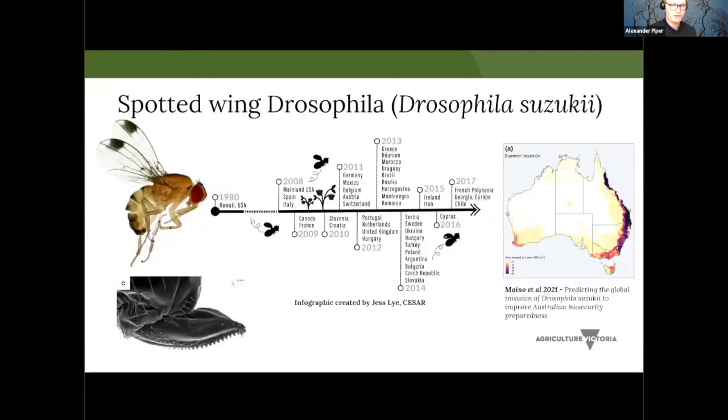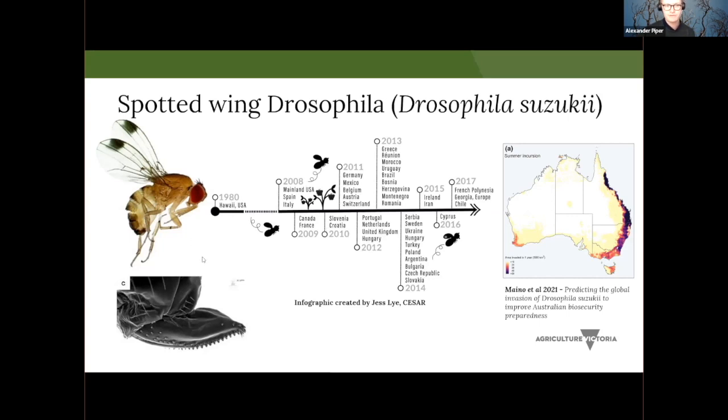So a bit of background about spotted wing Drosophila. It's been an emerging global pest. It originated in Southeast Asia. And then, as you can see on this nice little infographic, it's started spreading throughout North America and Europe from 2008 onwards, and it's become quite established there, and also recently been detected in Africa.